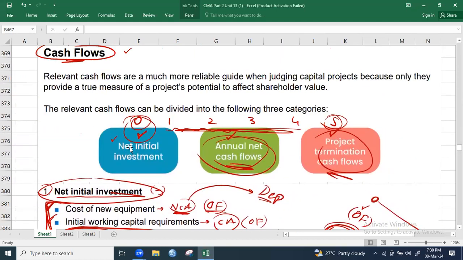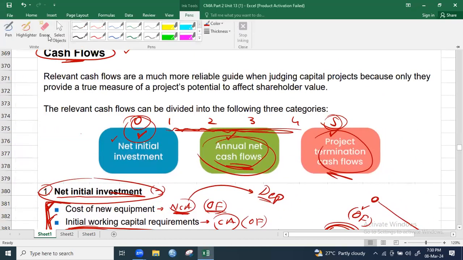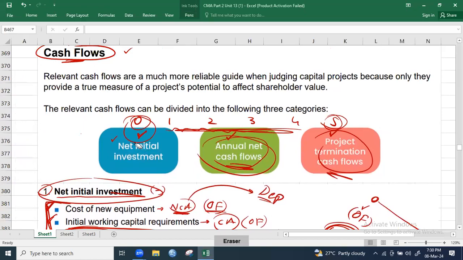We are done with net initial investment. I told you we will have three things: investment in non-current asset, plus investment in working capital, minus after tax proceed from disposal of old asset. And then I told you about annual net cash flows. Here you will have two cash flows: after tax operational cash flows plus tax saving on depreciation.